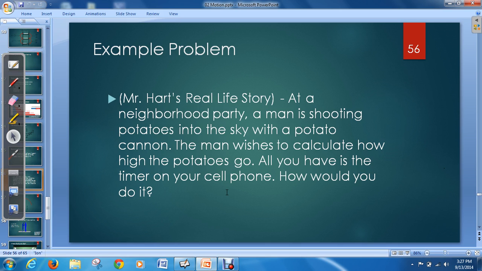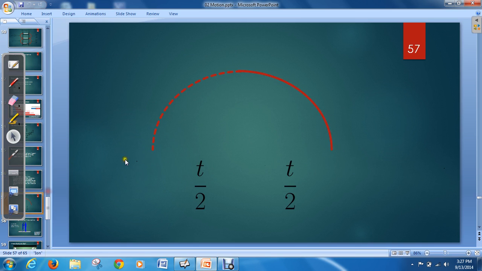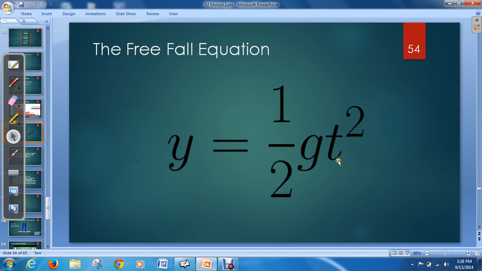So I got my timer on the cell phone and timed how long it took to come out of the cannon and hit the ground. We can use the free fall equation to do this, even though it's not free fall. He's shooting it up into the air, right? What you'd have to do is very simple. If he's down here and he shoots the potato up into the sky and it comes back down, half the time it's going up, and the other half it's going down. So this is really nice because we can still use this free fall equation. All we have to do is, before we plug in our time, we just divide it in half.